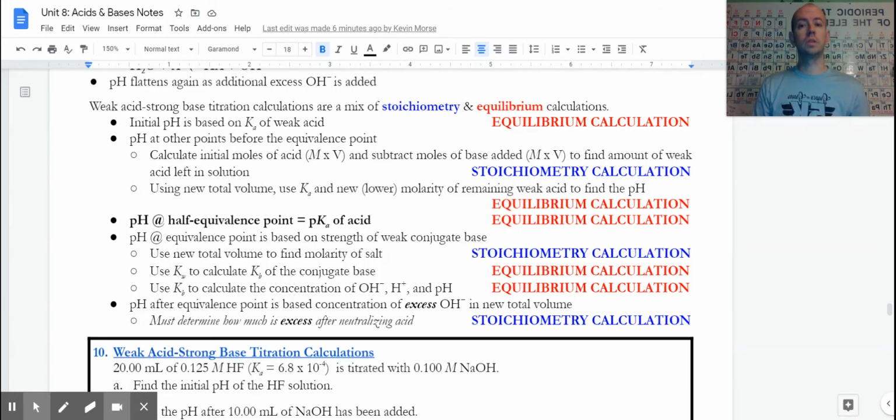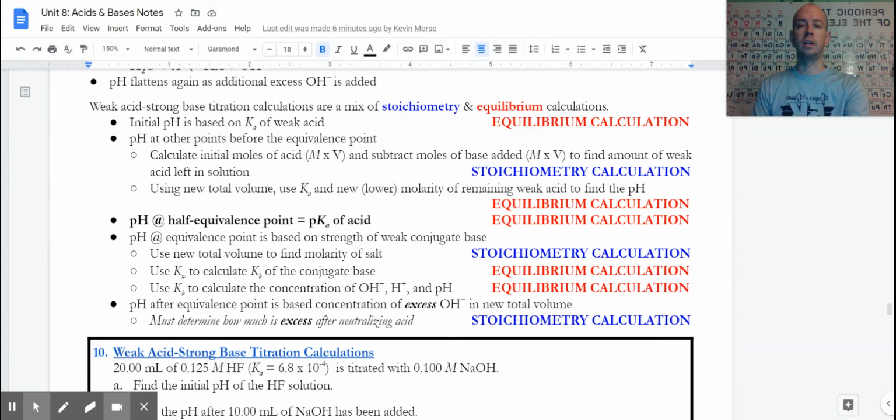A lot of these will get into more conceptual things, but it is important to know what to do with these. You'll see some practice probably in class from some older AP questions where this was very common. So what's important is if we are before our half equivalence point or after our half equivalence point, but we aren't yet to the equivalence point, we have to think about how much excess acid we still have.